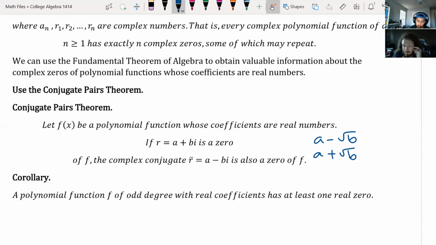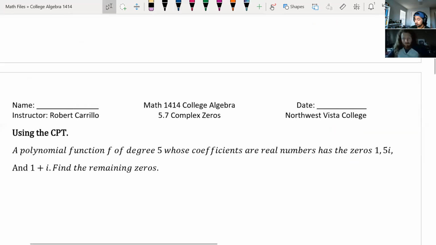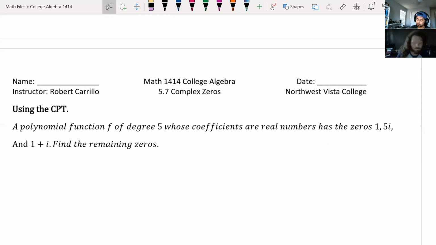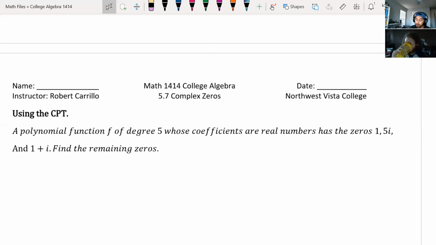Okay. And then the corollary: a polynomial function of odd degree with real coefficients has at least one real zero. So if we're given an odd degree polynomial, we know that at least one zero will be a real zero and the rest are complex. Okay. So on the next page, we're just going to try out the conjugate pairs theorem. We're going to be given zeros and told to find the remaining ones. Okay, so first up, a polynomial function of degree 5 whose coefficients are real numbers has the zeros 1, 5i, and 1 plus i. Find the remaining zeros. Okay, so which of these zeros given are complex?